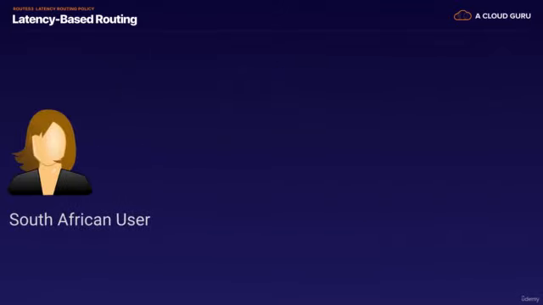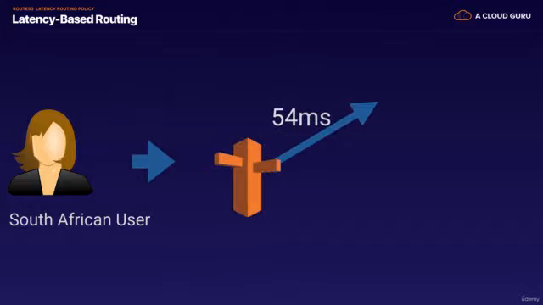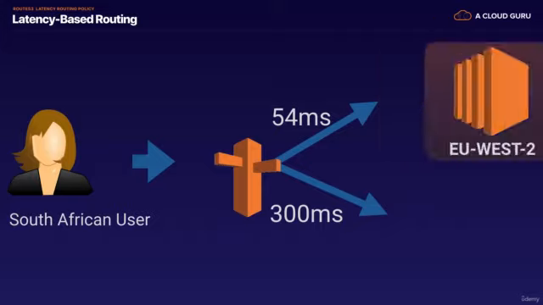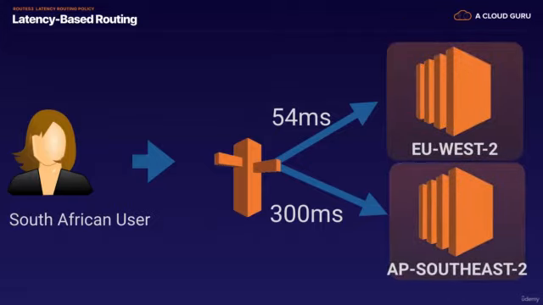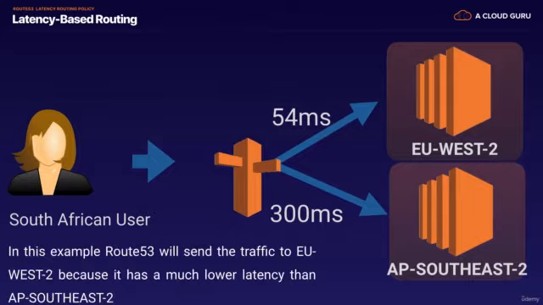So again, we've got a user. This user's in South Africa, and they're going to make a request to Route 53. And Route 53 is going to look at the different response times. It's going to figure out that we've got a 54 millisecond response time for EU West 2, whereas the user will get 300 milliseconds response time for AP Southeast 2. And so it's essentially going to send the traffic to EU West 2 because it has a much lower latency than AP Southeast 2. So let's go ahead and see this in action.